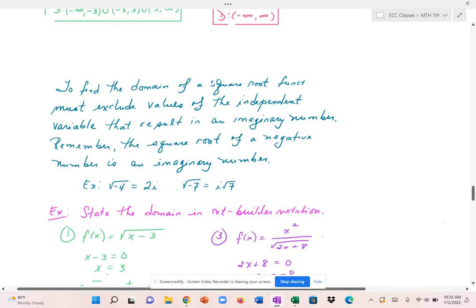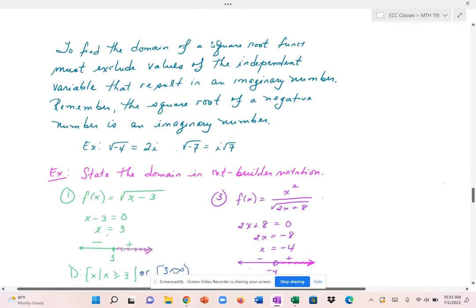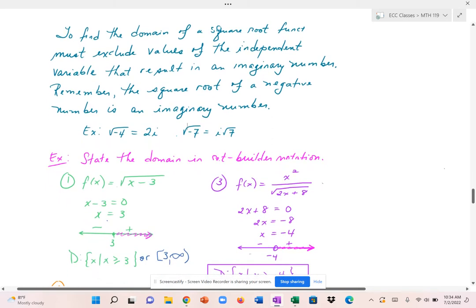Okay, so here we want to state the domain, and this time we'll use set builder notation. f of x is equal to the square root of x minus 3. Just like we did with rational functions, you want to take the inside part of this and set it equal to 0. And when I do, I get x equals 3. Okay, so again, that's not a solution. That's just going to help us figure out what we need.